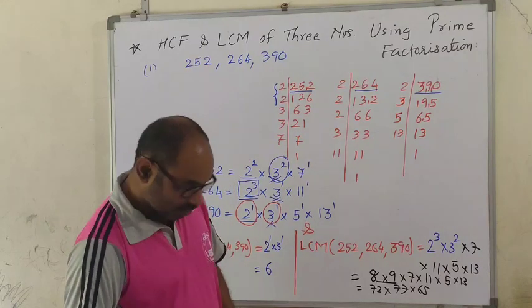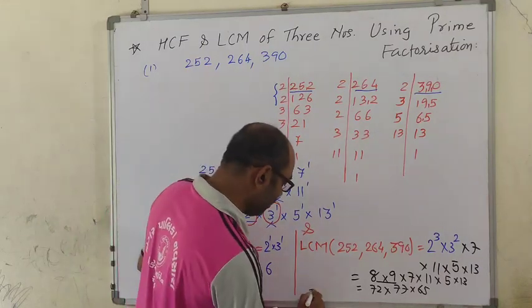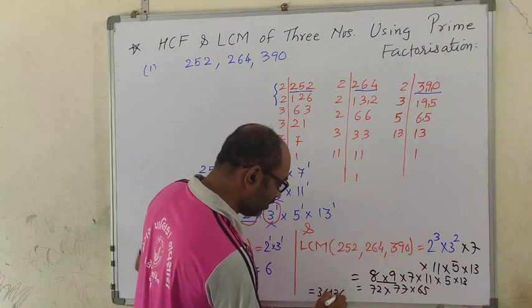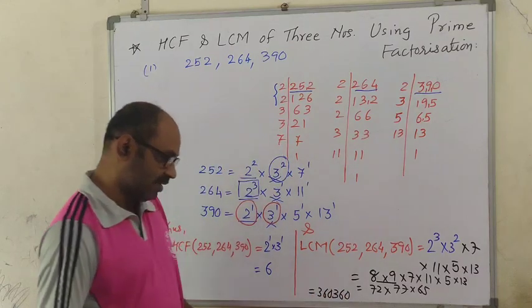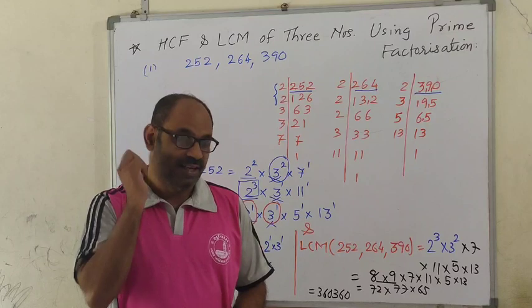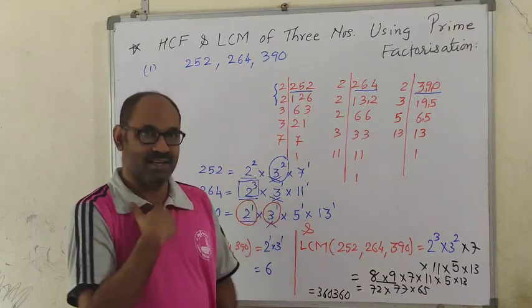That is a 3, nice number. The answer is 360. So that is 360, the LCM of these three numbers.